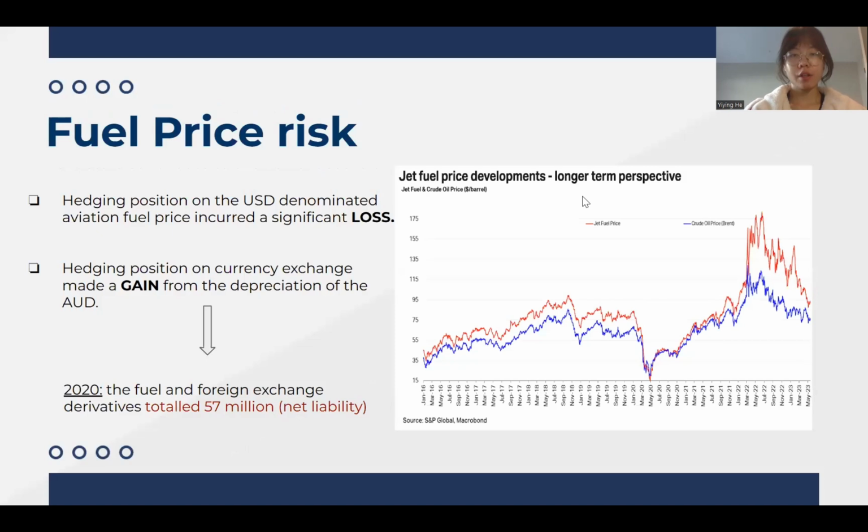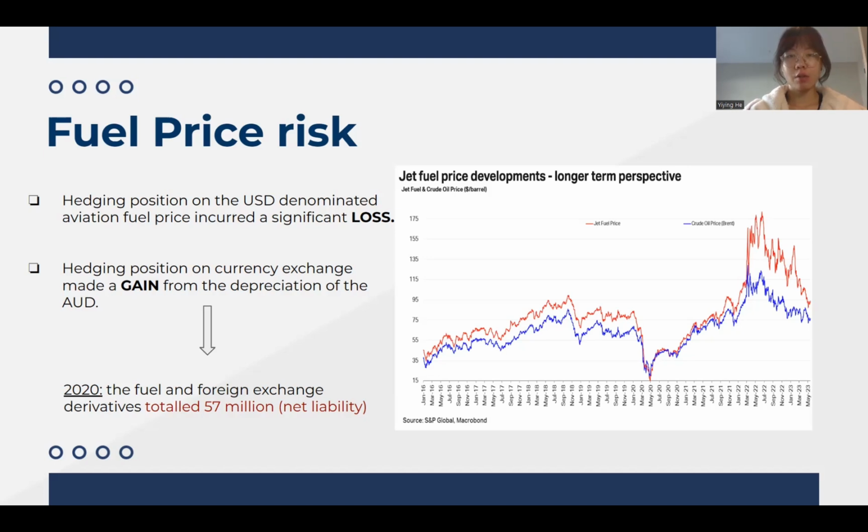As shown in the figure, the COVID shock at the end of 2019 significantly reduced the USD-denominated jet fuel and crude oil price. Hedging position on the US dollar-denominated aviation fuel price include a significant loss from the price drop. On the other hand, the hedging position on currency exchange associated with US dollar aviation fuel purchases has made a gain from the depreciation of the Australian dollar. This gain offsets the loss on fuel price hedging.